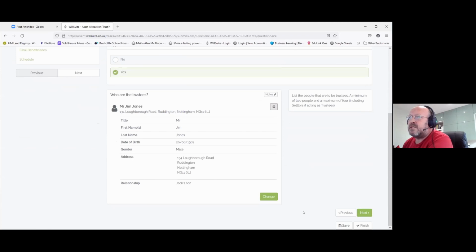It obviously makes sense to have more than just the clients on there if they're elderly. You have to have at least two people, and there is a maximum of 4 across both trusts, not 4 per trust. So if you've got a couple and they've each got 2 children from a previous marriage, and he wants himself, his wife, and his 2 children, and she wants herself, her husband, and her 2 children, that adds up to 6 people, which is more than 4.